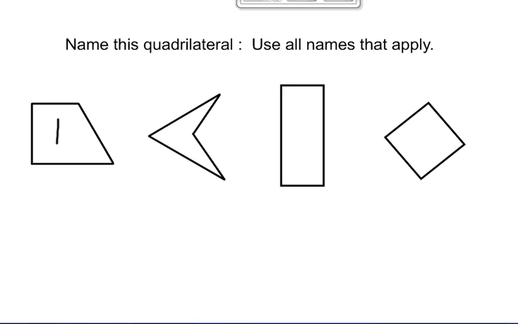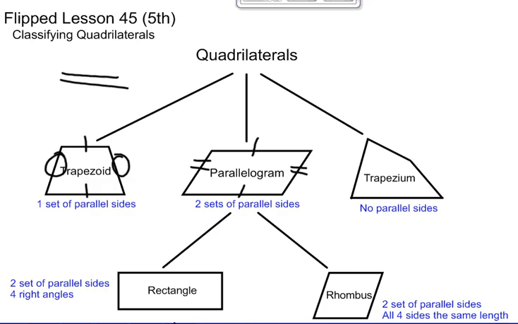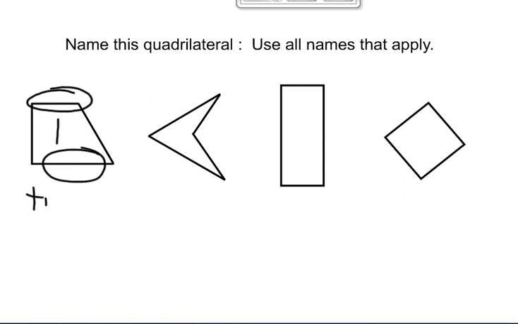Are there any parallel lines in our first shape? Shape number one. Looking, I found this line is definitely parallel to this line, but the other two lines are not parallel. And so we have one set of parallel lines. Look quickly back, you see one set of parallel sides, that would make it a trapezoid. And trapezoids are by themselves, and that's all we can do with that.